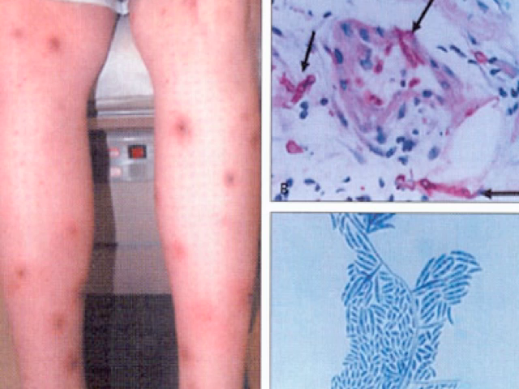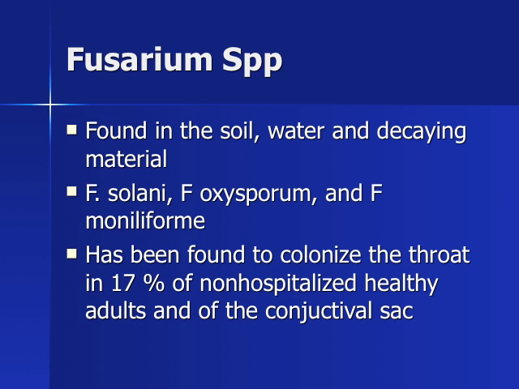And then the skin lesions start like erythematous nodules that grow and develop a necrotic center, and they are very tender. Fusarium is usually found in the soil, water, in nature in general. Fusarium solani, oxysporum, and moniliforme are the most common species.